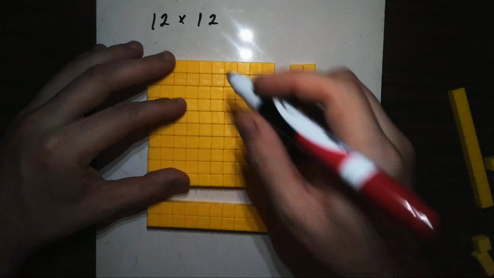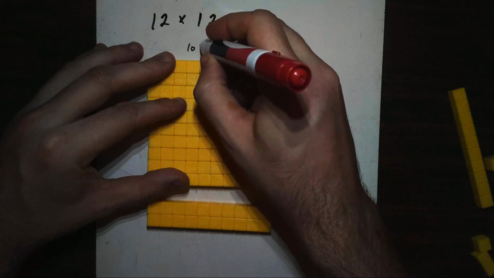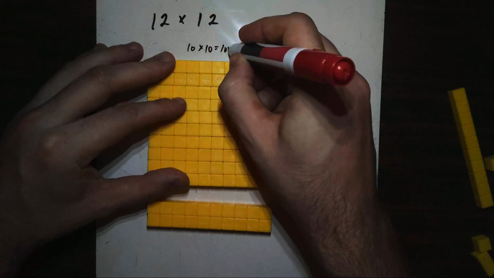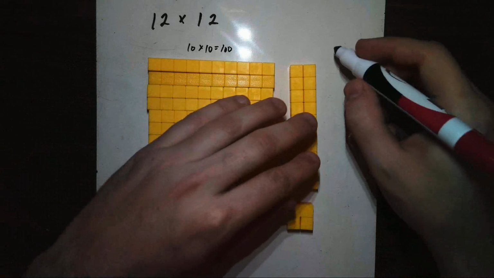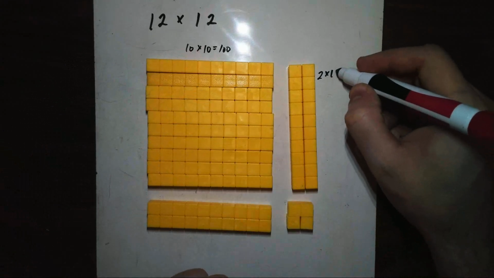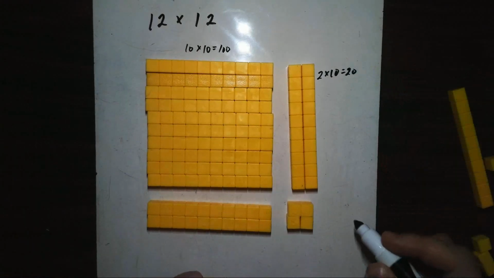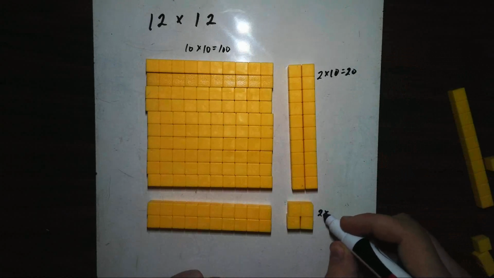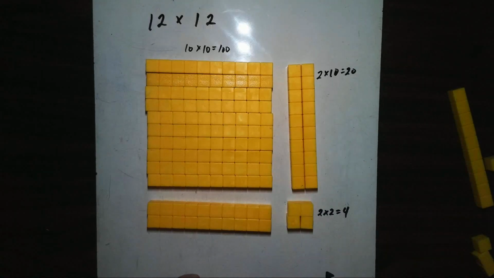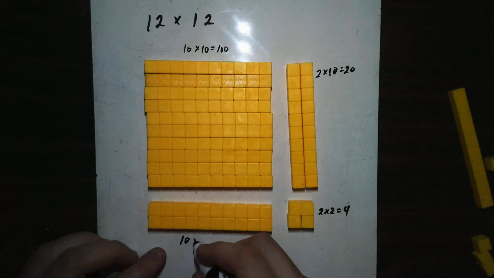So what I have right here is now a 10 by 10 array, which should have 100 cubes in it. I have a 2 by 10 array, which has 20 cubes in it. A 2 by 2 array, and a 10 by 2 array.